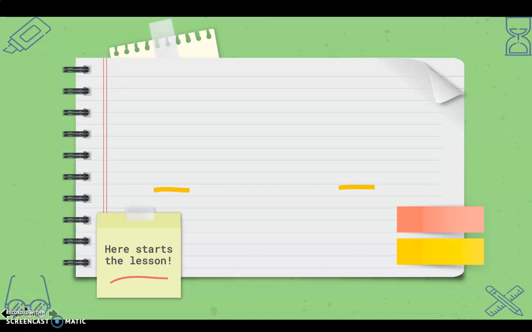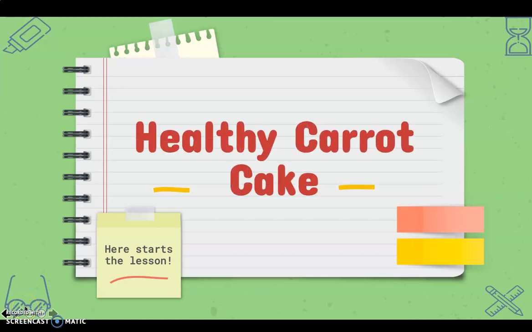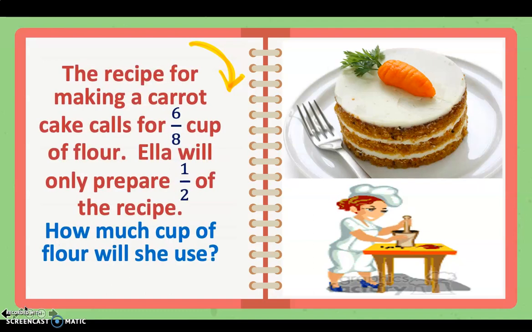So let's read the story for today about healthy carrot cake. The recipe for making a carrot cake calls for 6/8 cups of flour, and Ella will only prepare 1/2 of the recipe. How many cups of flour will she use? Now in this given problem, we are going to multiply because of the word "of" in the 1/2 of the recipe.